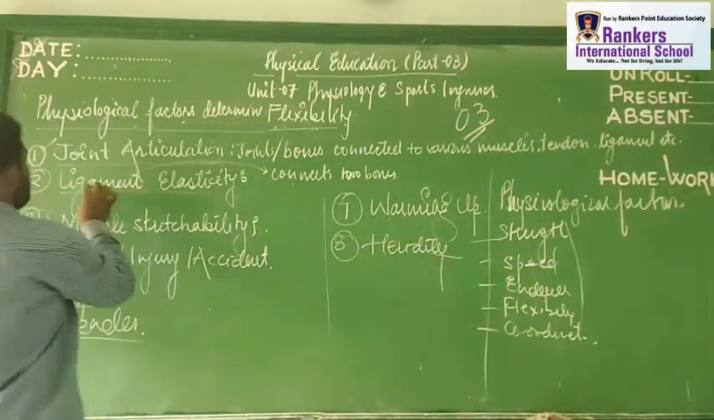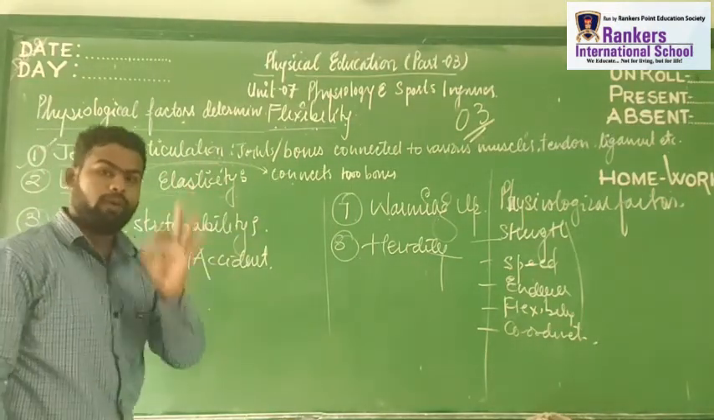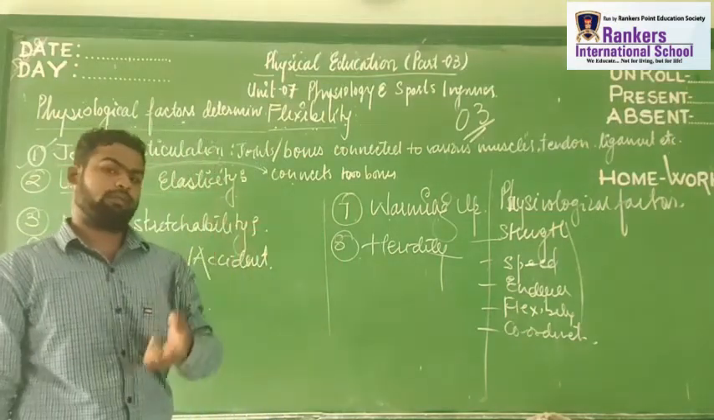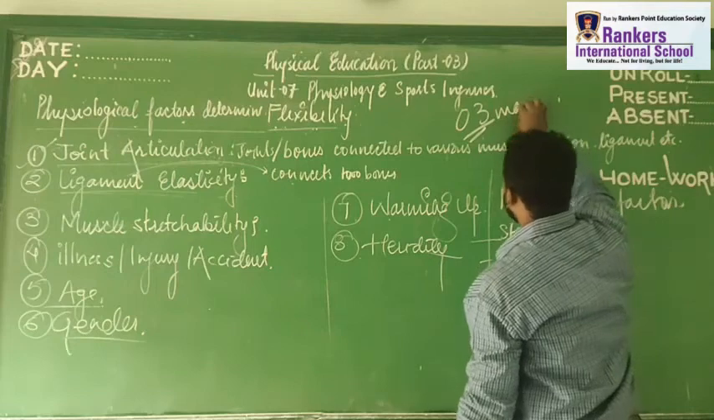See, when you write a point, for example elasticity, then you have to explain just some points. This is the way you will have to write in the board exam. Just write some points, then explain. Okay? So 3 marks you have to prepare.